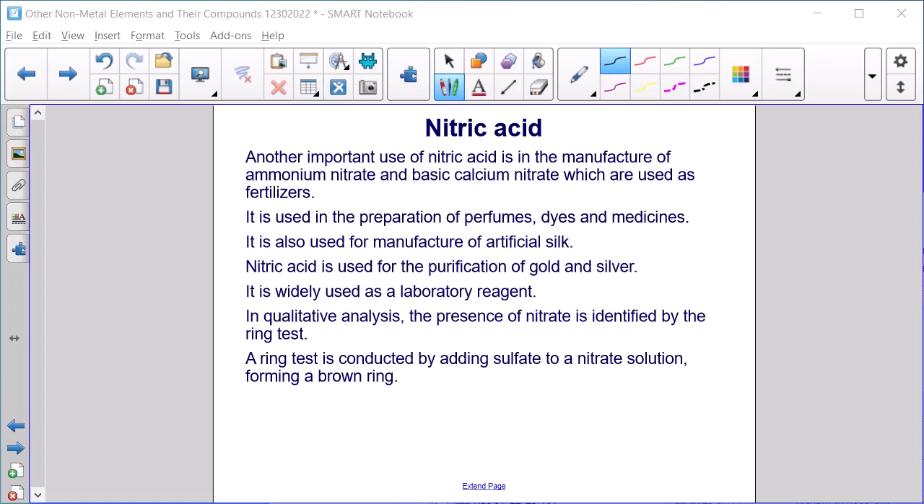Another important use of nitric acid is in the manufacture of ammonium nitrate and basic calcium nitrate, which are used as fertilizers. It is used in the preparation of perfumes, dyes, and medicines, and also used for manufacture of artificial silk. Nitric acid is used for the purification of gold and silver and widely used as a laboratory reagent. In qualitative analysis, the presence of nitrate is identified by the ring test. A ring test is conducted by adding sulfate to a nitrate solution, forming a brown ring.